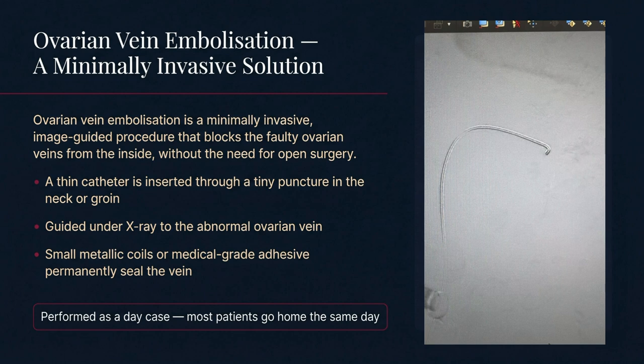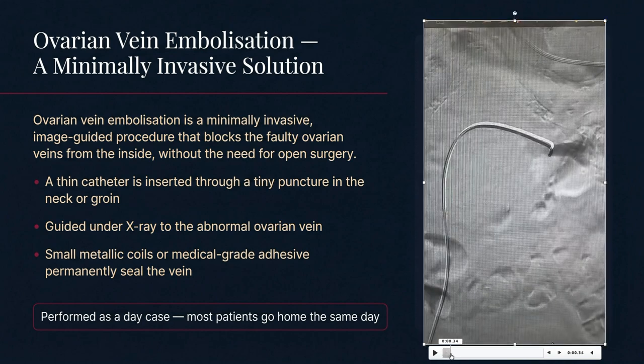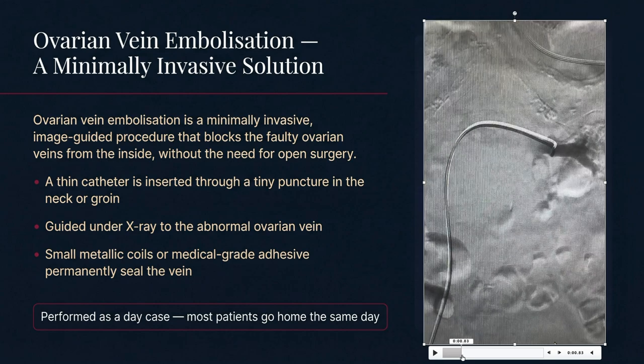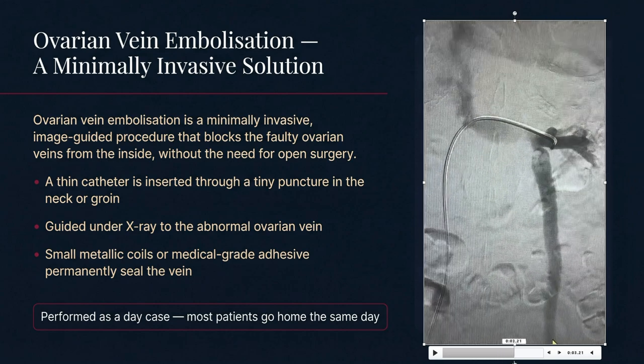This is what it looks like. In this case, I've accessed the groin on the right side through the femoral vein. I've gone up and around into the renal vein, and I've catheterized the renal vein directly. And here we can see a very large ovarian vein heading downwards towards the patient's pelvis.